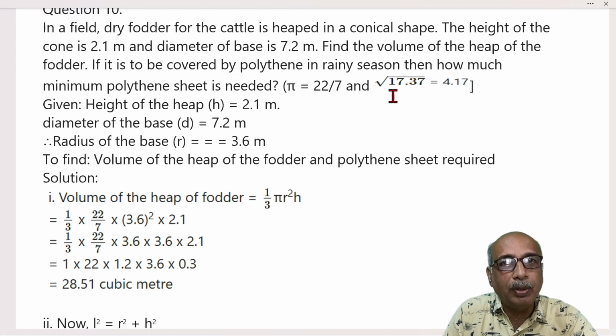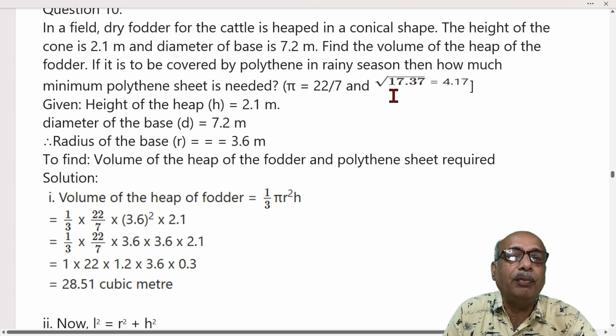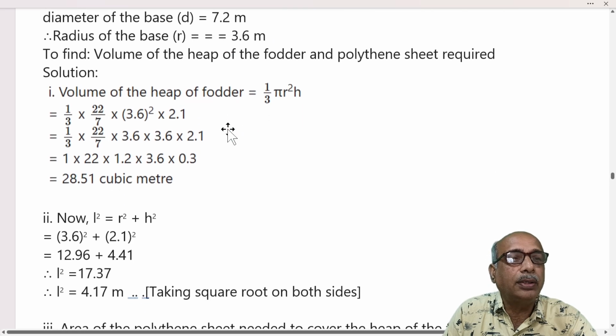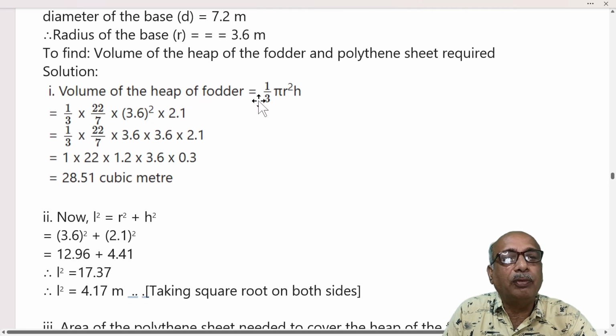Why is it given? Because in problems somewhere we will come across such a value, root of 17.37. Volume of the heap of the fodder is 1 by 3 pi r square h. Substitute the value and calculate. The volume comes to 28.51 cubic meter.